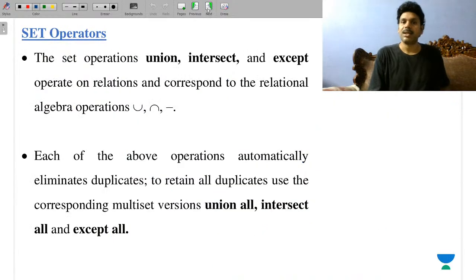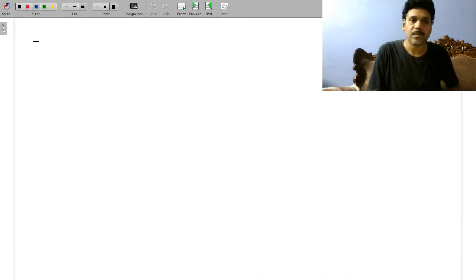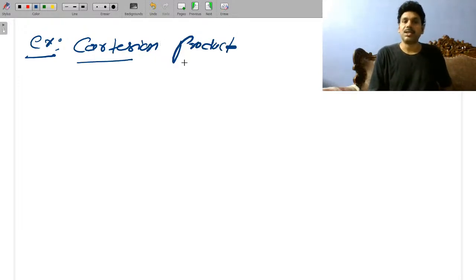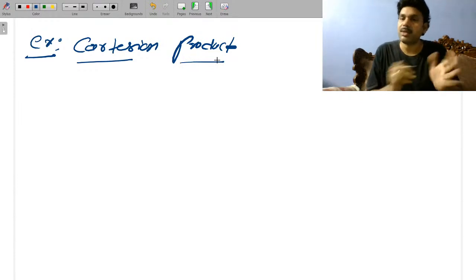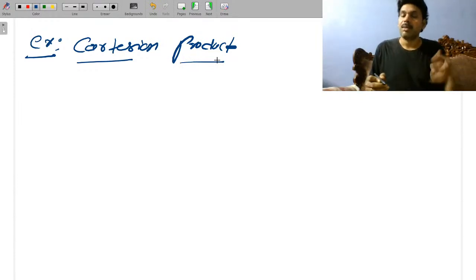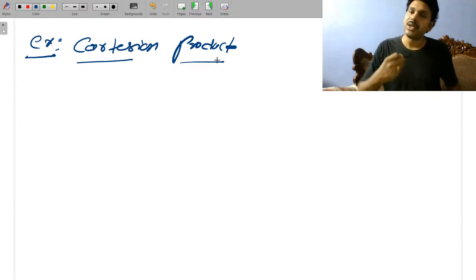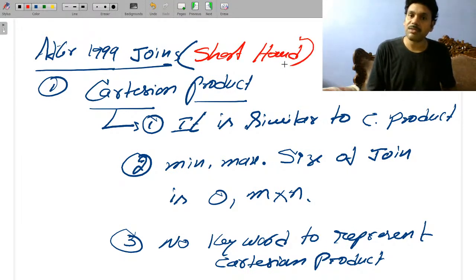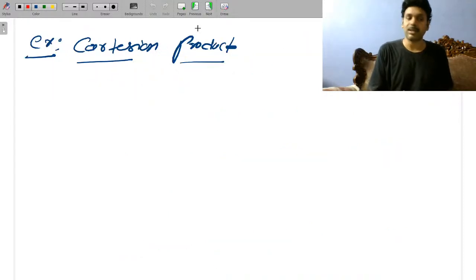Now we will see an example for Cartesian product. Both are the same, Cartesian product and cross product. But here we don't have any keyword like cross product. In that one the cross product keyword is there, C-R-O-S-S P-R-O-D-U-C-T. Here no, we need to represent a shorthand. When I am talking about after 1999 joins, they are shorthand joins only. We don't have any kind of keyword there.